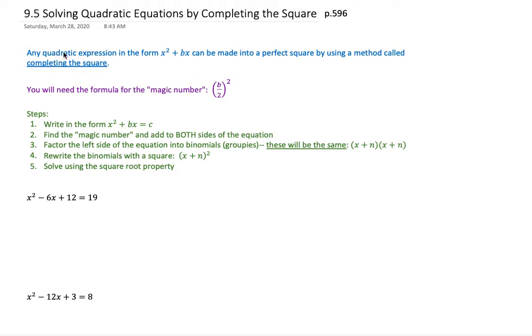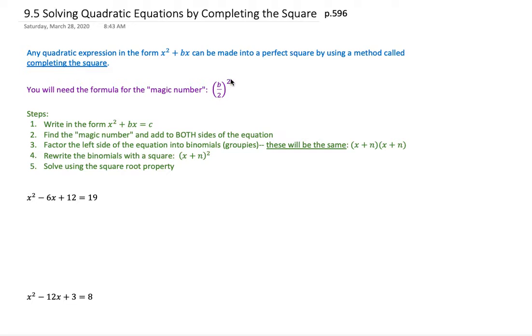If you have a quadratic in the form of x squared plus bx, so without a c term on the same side of the equal sign, you can make it into a perfect square by completing the square. In order to complete the square, you need to know the magic number. So you'll hear me say half of b squared, because that's what this is. b divided by 2, and then that number squared.